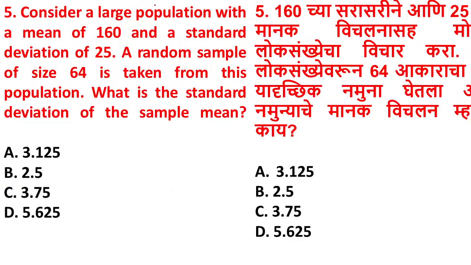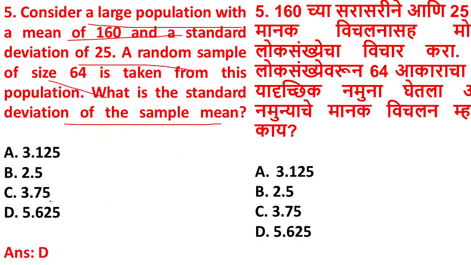The next question is: consider a large population with a mean of 160 and a standard deviation of 25. A random sample of size 64 is taken from the population. What is the standard deviation of the sample mean? The right answer is option D, 5.625. Friends, in the next video we will solve some problems on econometrics. In the next lecture I will solve this problem. For now I am giving you the answer, and you can try to solve it.